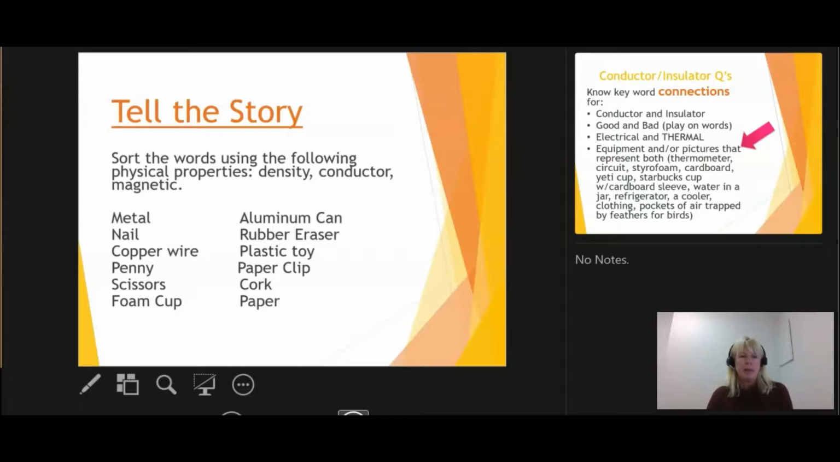Tell the story of the image. Sort the words using the following physical properties: density, conductors, and magnetic objects.